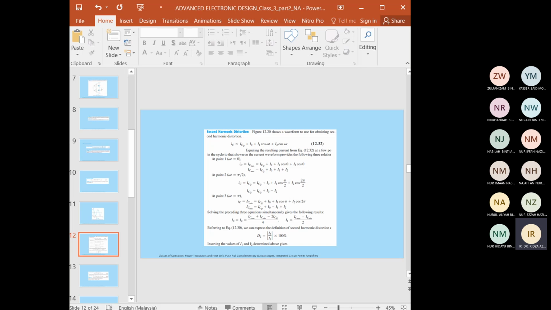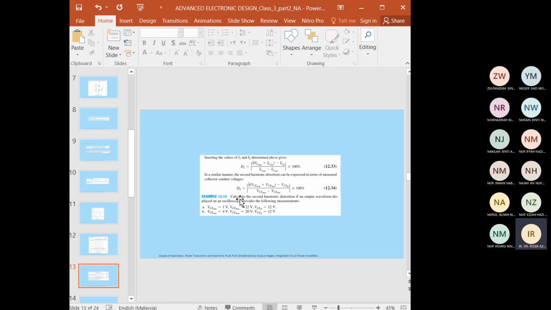Okay, from that we can determine the second harmonic distortion, which can be expressed as follows. D2 equals the magnitude of half of VCE max plus VCE min minus VCEQ, divided by VCE max minus VCE min. So the magnitude of that multiplied by 100%.